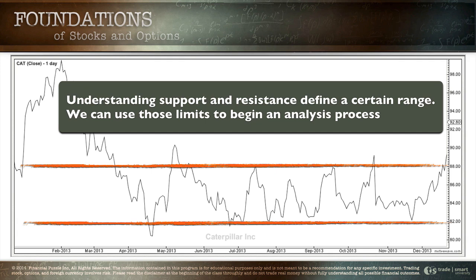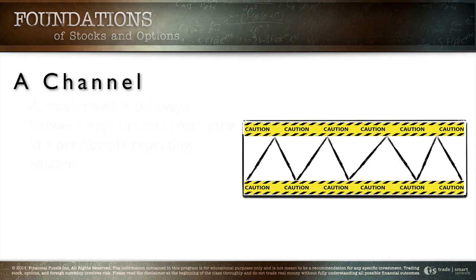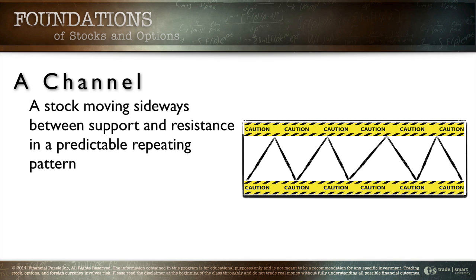When we start to identify support and resistance, remember, resistance is where the selling pressure comes in. Support is where the buying pressure comes in. We can start to put boundaries on where that human emotion should be trading, where we expect those movements to be going. Now, this principle that you see on the screen, this is actually a pattern. This particular pattern is what we call a trading channel. A trading channel is simply a stock that's moving sideways between support and resistance in a predictable repeating pattern.